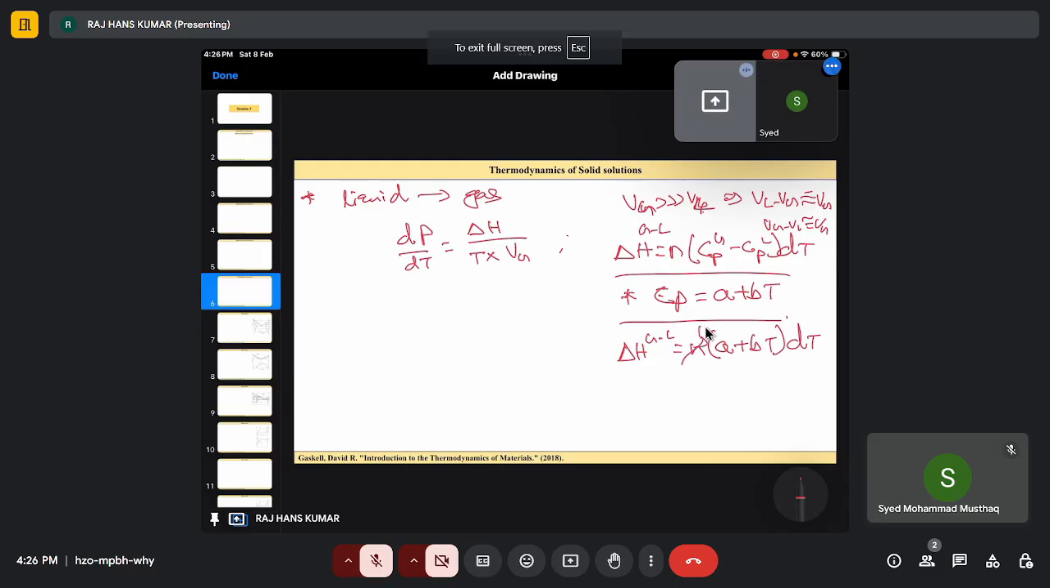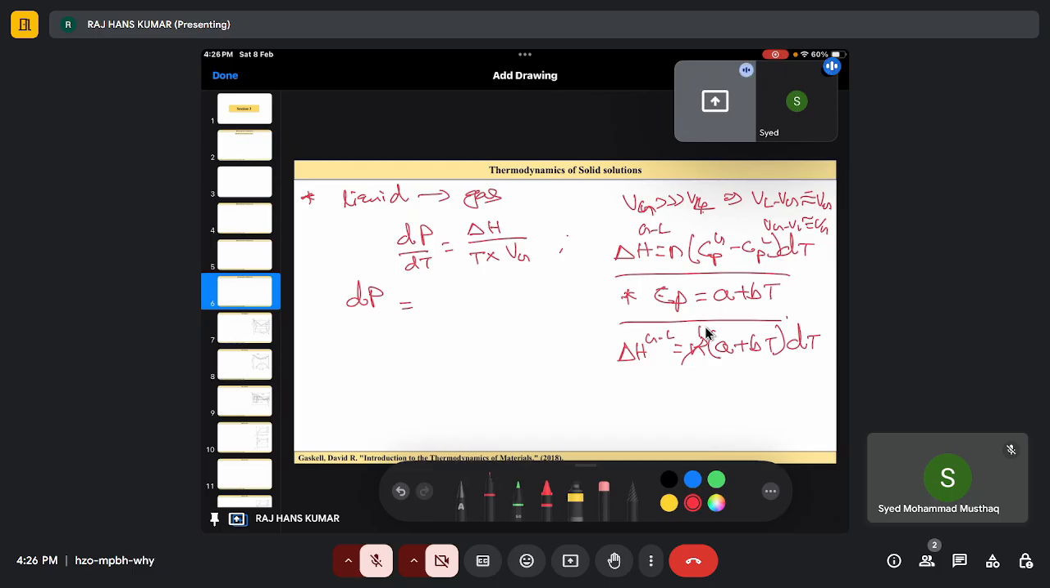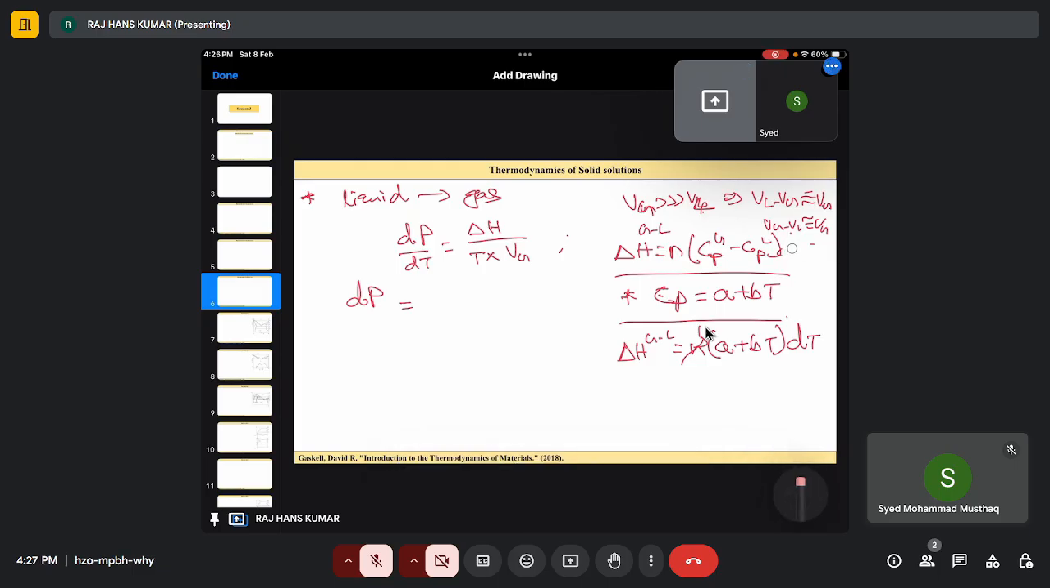Then dP equals to, now, yeah. So dP will be equal to... no, it's not a change, right? It's not delta H, it's dH. It shouldn't be coming like dT, because it's in differential form. It's not integrated, it is differential form.